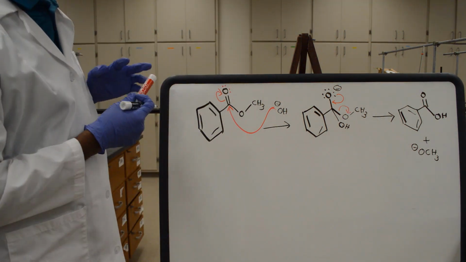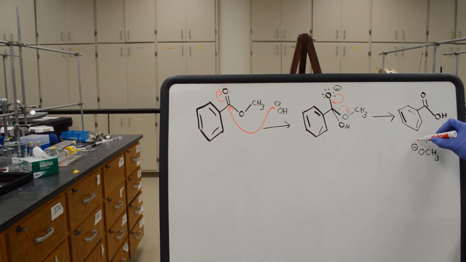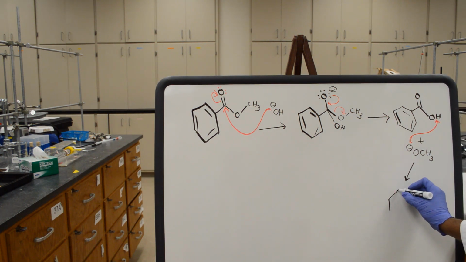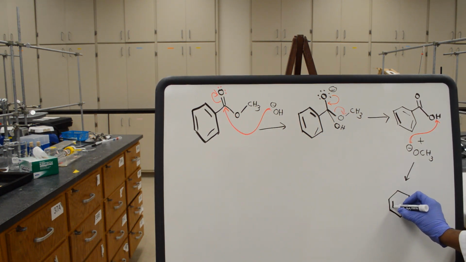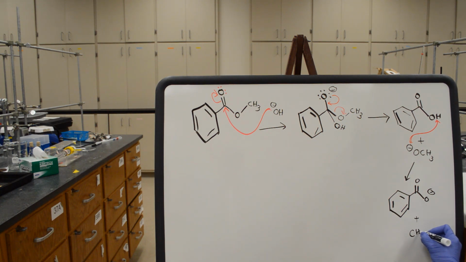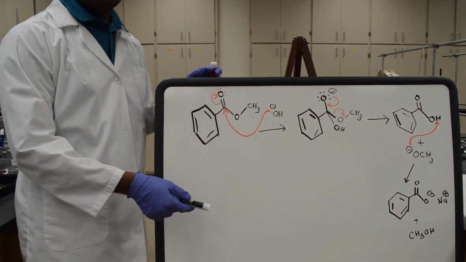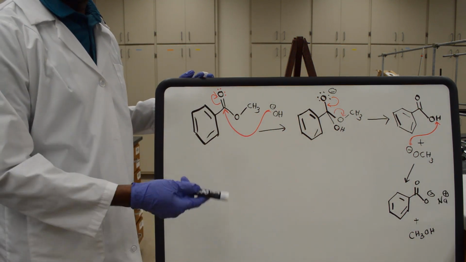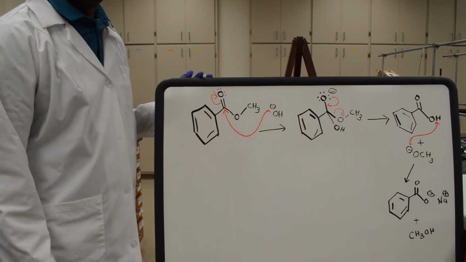Right, so I'm going to remove that hydroxide. Let's remove this hydroxide, and okay, this is benzoate. The hydrogen is not there, and the byproduct is methanol. Sodium benzoate is not the final product. It is still an anion, benzoate.